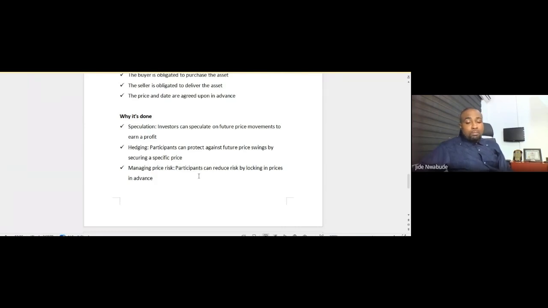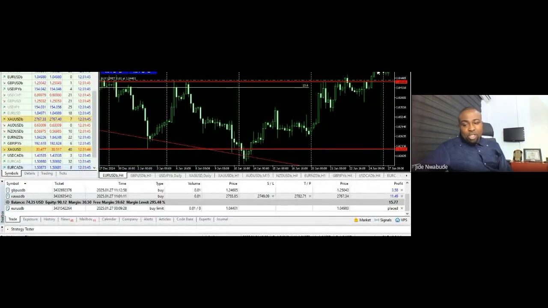So I've locked my price. If I take a trade, let me show you. Now I take this trade. You can see this trade here. I have a stop loss here. This is my entry. My take profit is above. So I have secured this trade. I have locked the price.